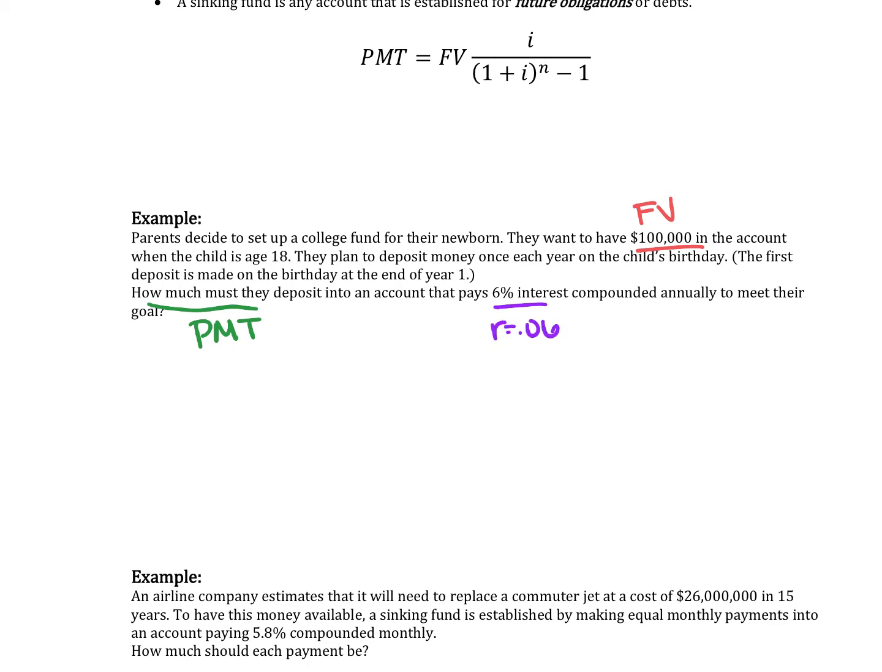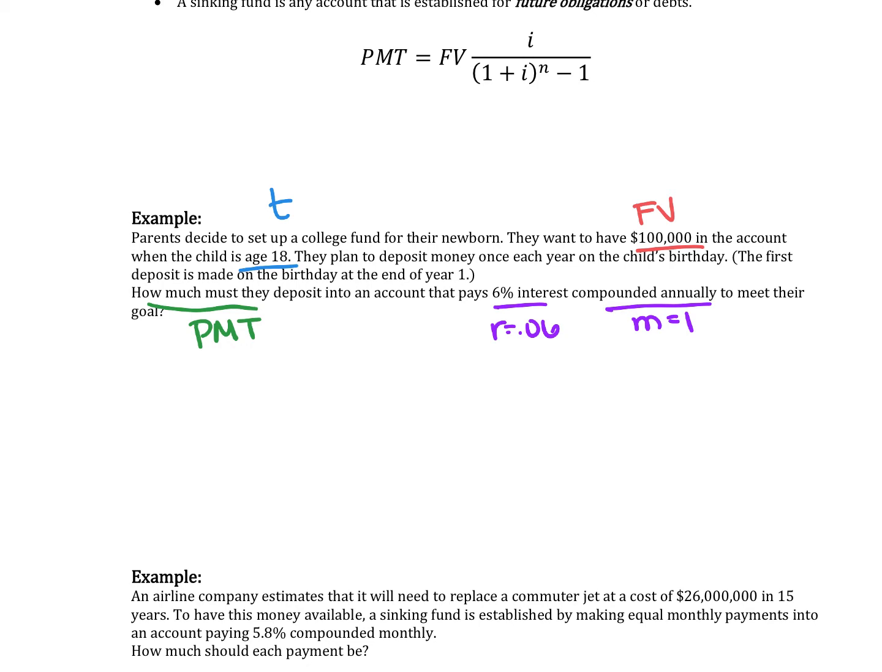From there, we know we're doing it annually. Because you're compounding annually, your M is equal to 1. And you're going to do this until the child is 18, so you're literally doing this for 18 years. This is going to be my T. So plugging into my formula here, here's what I get.